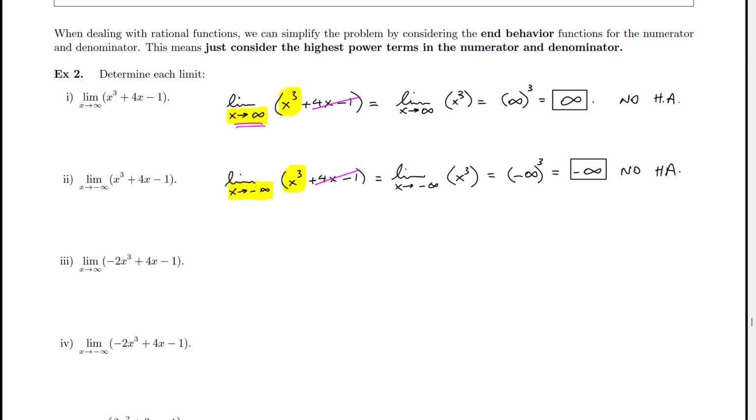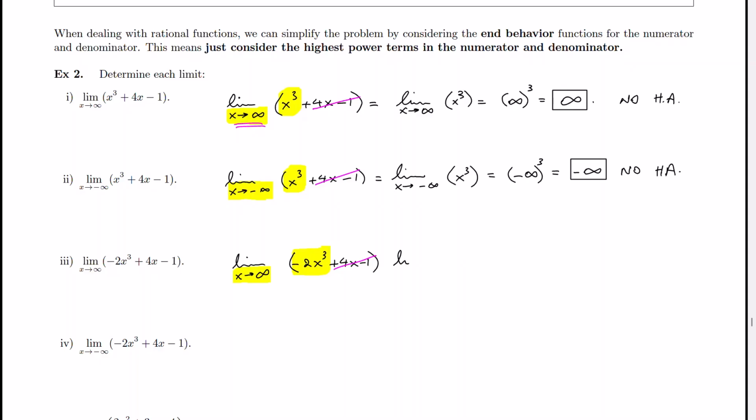For the next one, we have the limit as x approaches infinity of negative 2x cubed plus 4x minus 1. And again, because I am approaching infinity or negative infinity, I'm going to look at the end behavior of the function. So that means I'm going to ignore the 4x minus 1, and I'm just going to look at the x with the highest power and whatever constant is next to it. In this case, it is negative 2.